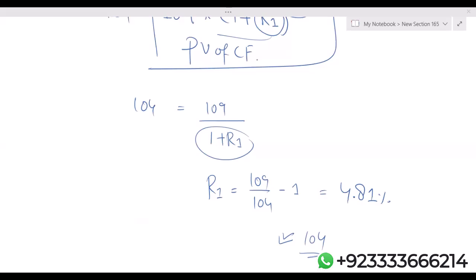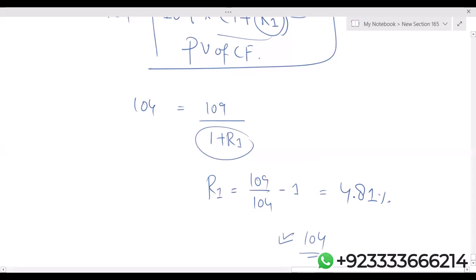And please understand it nicely because you have to solve this on the spreadsheet. 109 divided by 104 minus 1, whatever comes, multiplied by 100, gives you the percentage 4.81%. I'm waiting, students. If it is clear, let me know. So we can go for R2. This is R1. Now let's go for R2.